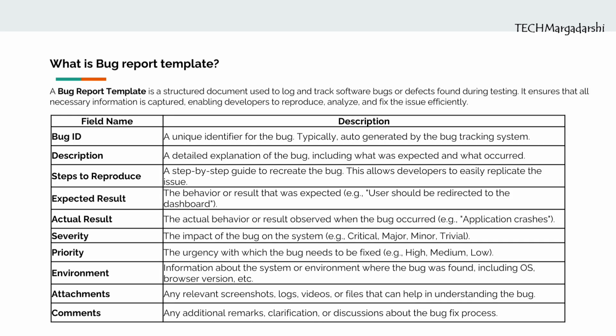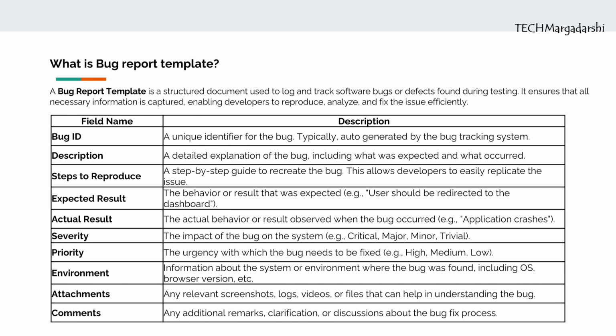Now move on to the next question. What is a bug report template? A bug report template is a structured document used to log and track software bugs or defects found during testing. It makes sure all necessary details are captured so that developers can reproduce, analyze, and fix the bug efficiently. Key fields in a bug report template: 1.